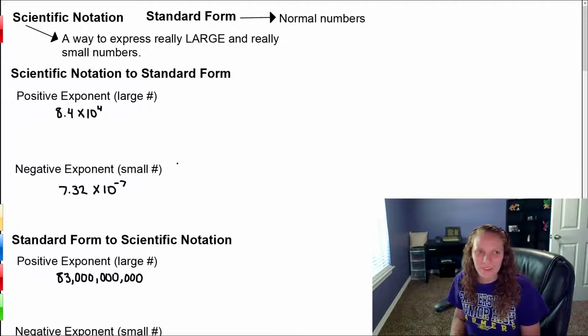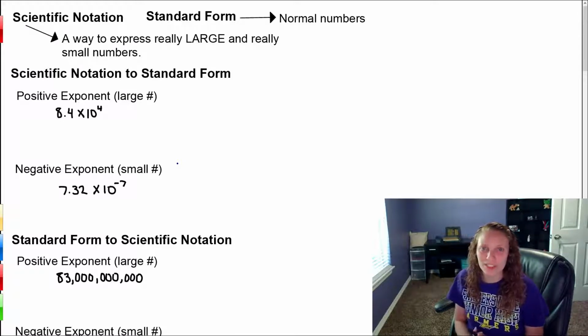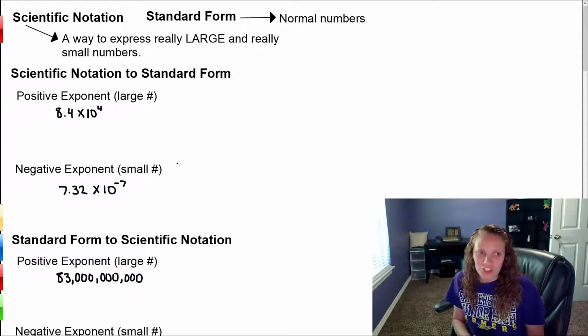Hey guys, today we're going to learn about scientific notation and standard form. Standard form is just a normal number, the way you and I write out numbers in our day-to-day life. Scientific notation is a way to express really large numbers and really small numbers. We're going to practice changing scientific notation to standard form.